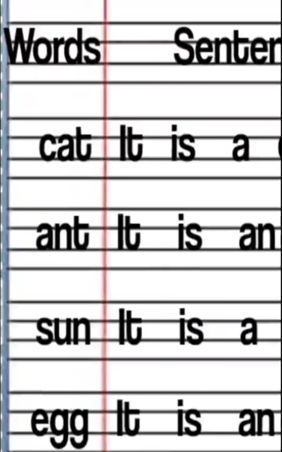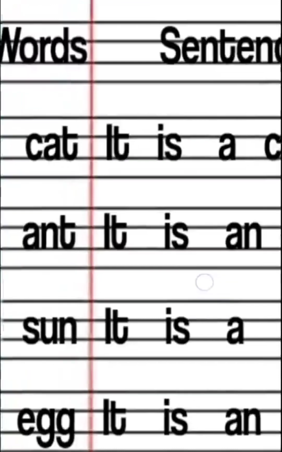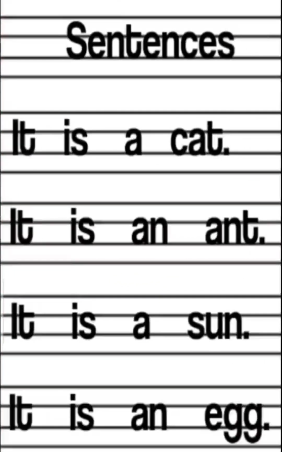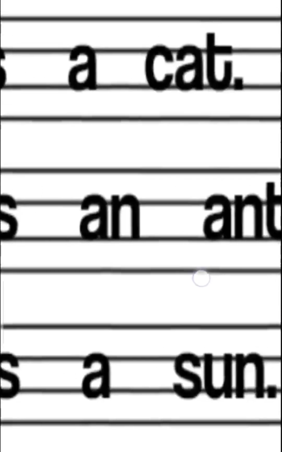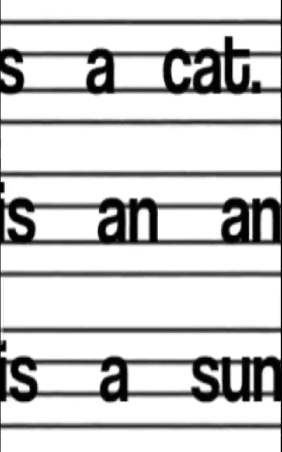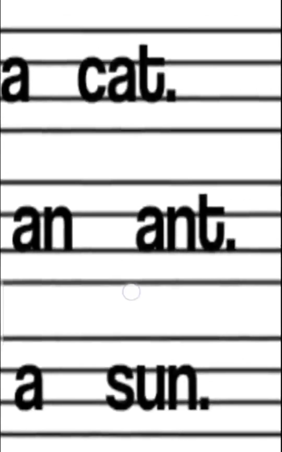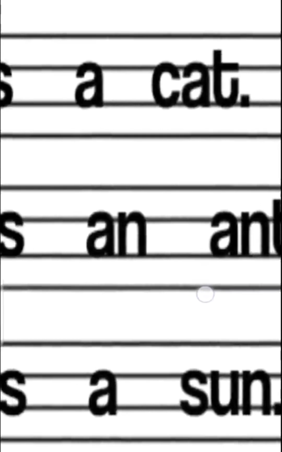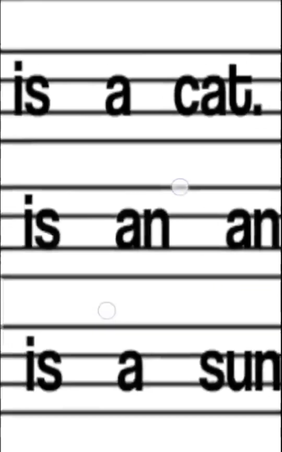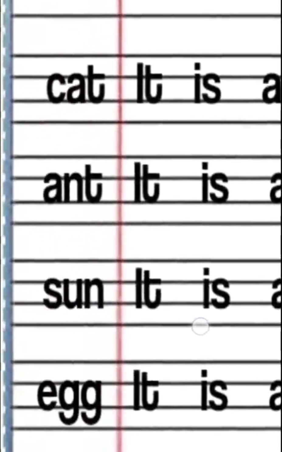Next, ant. A-N-T, ant. Now we will make a sentence again. It is an ant. You have to also make a finger gap. Okay? It, it, finger gap. Is, is, then finger gap. An, finger gap. Then A-N-T, ant. It is an ant. We are using here an because A is a vowel. That's why we are using an with it. It is an ant.